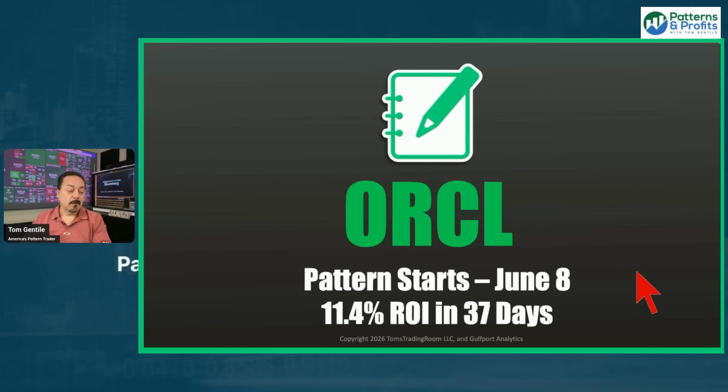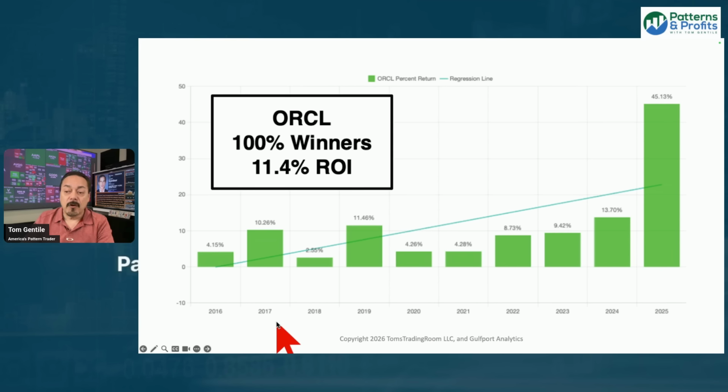Finally, my June pattern is Oracle. Oracle starts on June 8th. This is an 11.4% projected return on investment in 37 days, right? Starting on June 8th. The pattern looks like this. It's 100% winners.